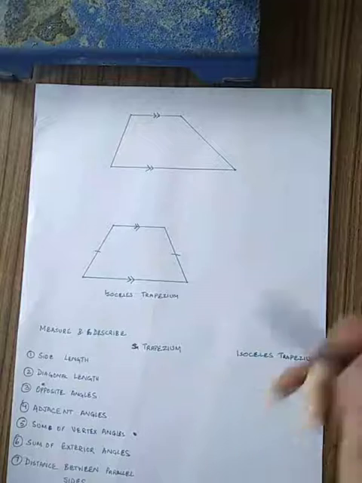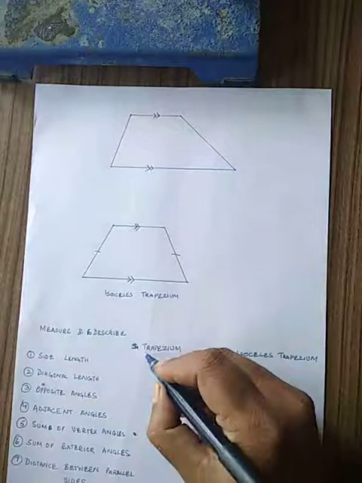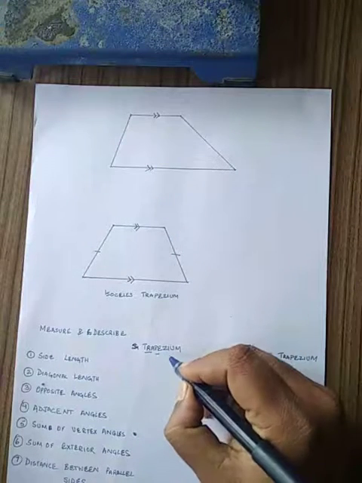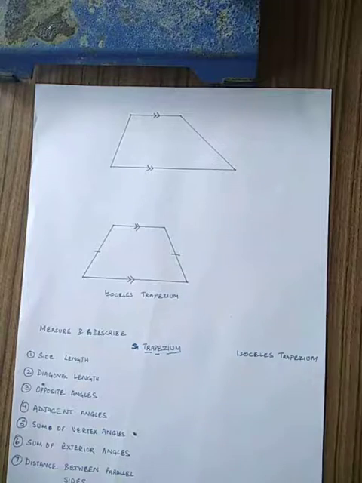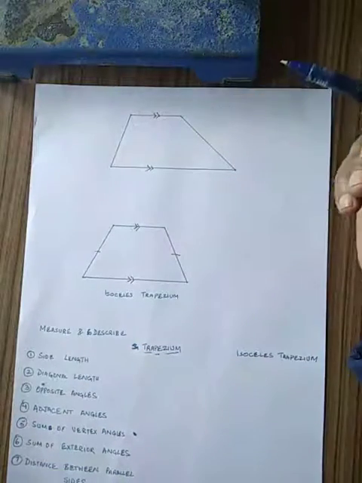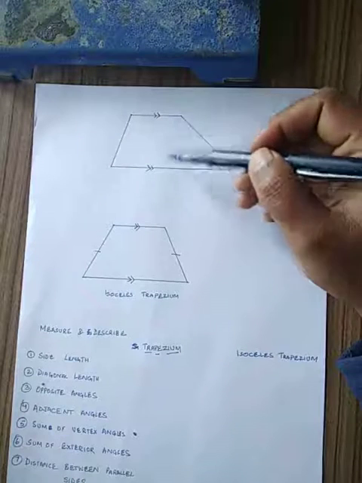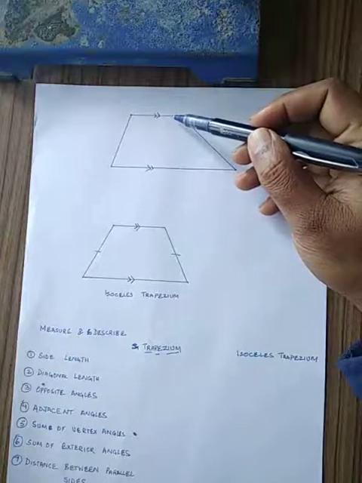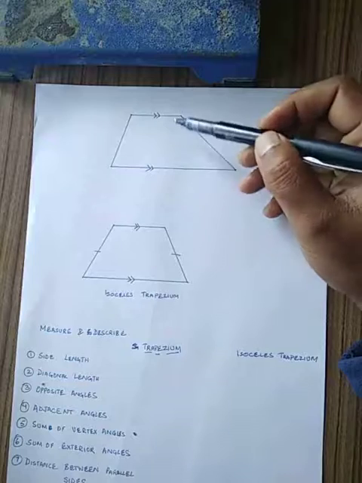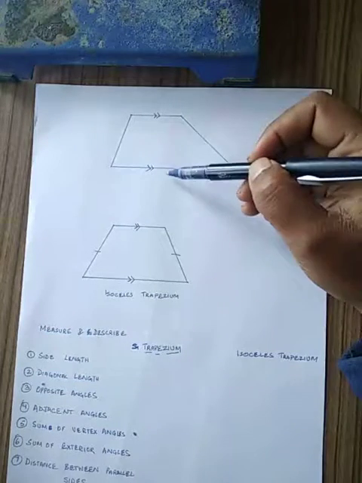Trapezium. Okay, make sure you get the spelling right. Break it into three parts. Trapezium. Now, what is special about a trapezium is that at least two of the sides must be parallel. So you can see in this case, two sides are parallel.